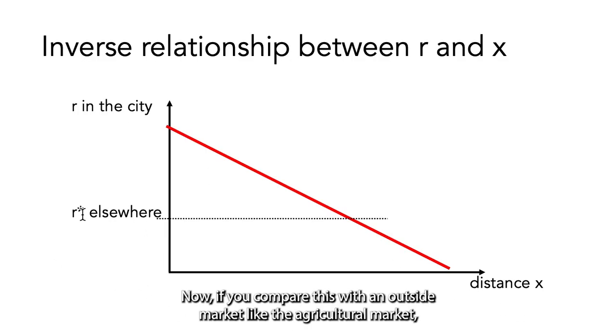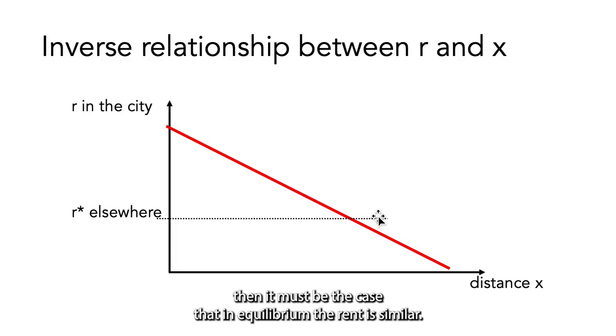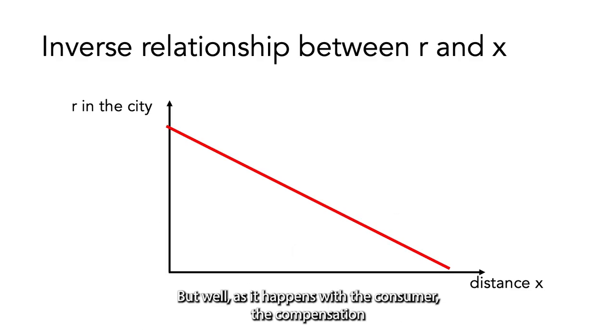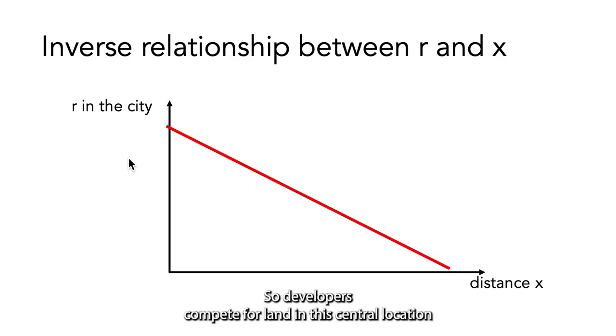Now, if you compare this with an outside market, like the agricultural market, then it must be the case that in equilibrium, the rent is similar. Otherwise, developers would rather go and develop elsewhere outside of the city, right? But well, as it happens with the consumer, the compensation differential of R can be viewed like a demand-based idea. So developers compete for land in the central location because floor space pays a high price there.